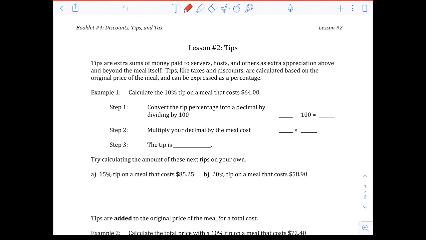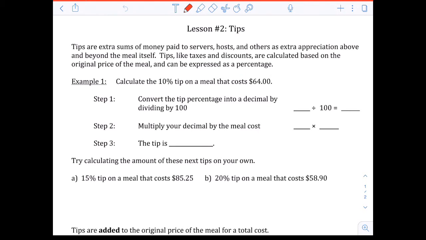So if we look at what we've got, it says tips are extra sums of money paid to servers, hosts, and others as extra appreciation for above and beyond the meal itself. Tips, like taxes, are calculated based on the original price of the meal and can be expressed as a percentage. So you might add 10% or 15 or 20 or 25% to the cost of a bill so that the server will get some of that money as a thank you for serving your table.